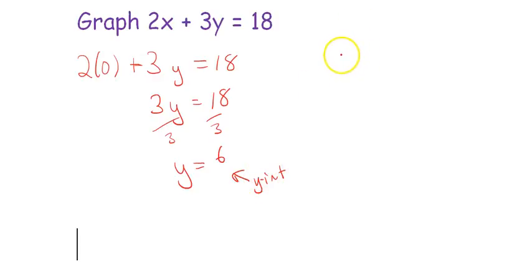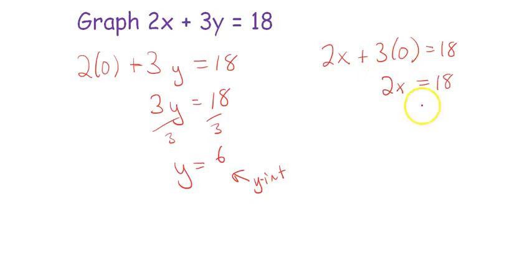Then to get my x-intercept, I'm going to plug 0 in for y because every point on the x-axis has a y value of 0. So if I plug that in, I should find where it crosses the x-axis. So 2x plus 3 times 0 should equal 18. And 3 times 0 is 0. So I just have 2x equals 18. And if I divide, x is equal to 9. And again, that 9 means my x-intercept.